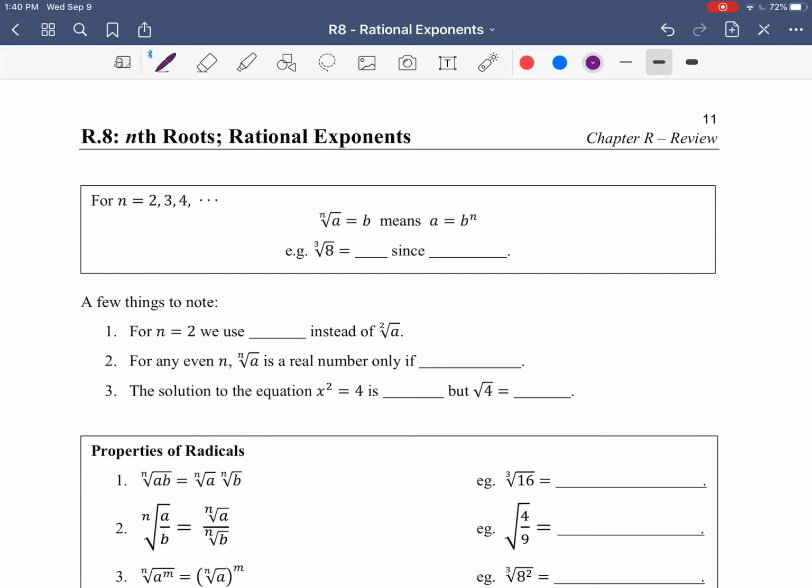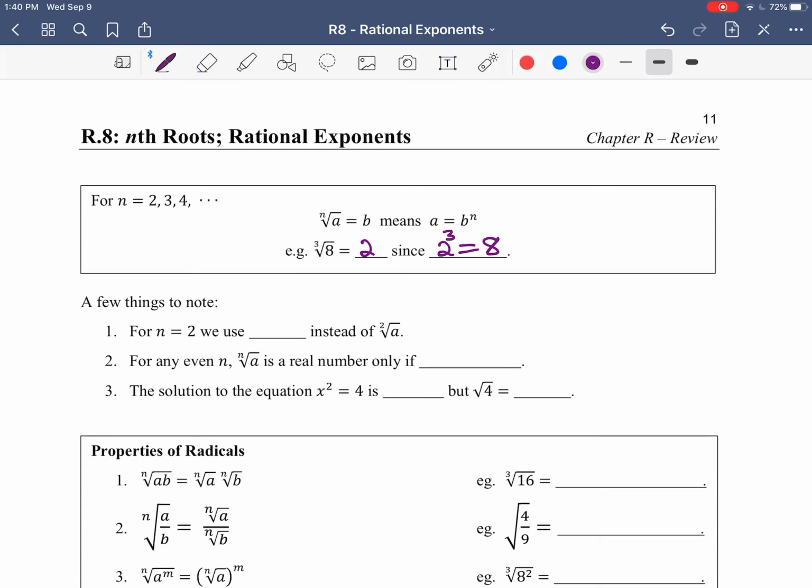The nth root of a is equal to b if b to the power n is equal to a. To see an example of that, the cube root of 8 we say is 2, since 2 to the power 3 is equal to 8. See how that works there? When you're looking for, say, a cube root, you want to know what number cubed is equal to the number on the inside. So that's how they work.